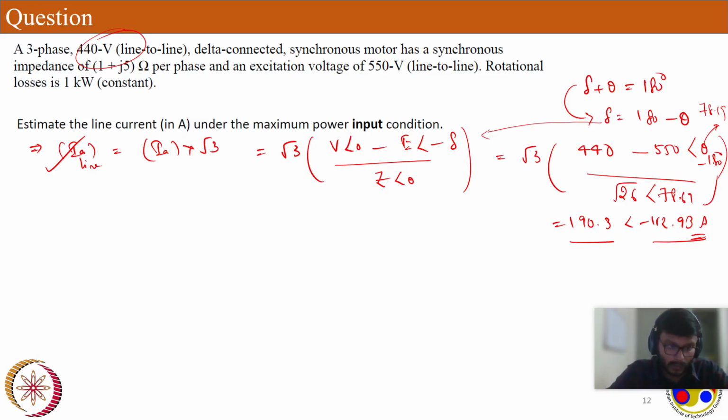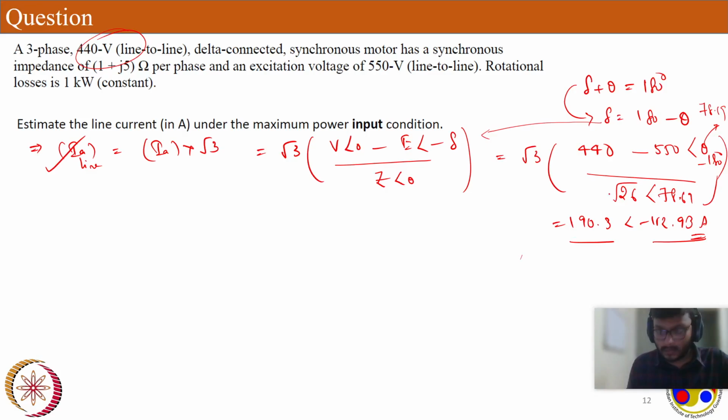Now this 440 minus 550 to angle. Okay, 180 minus 78.69 divided by root 26 at an angle 78.69 into root 3. Okay. Now I got the point.